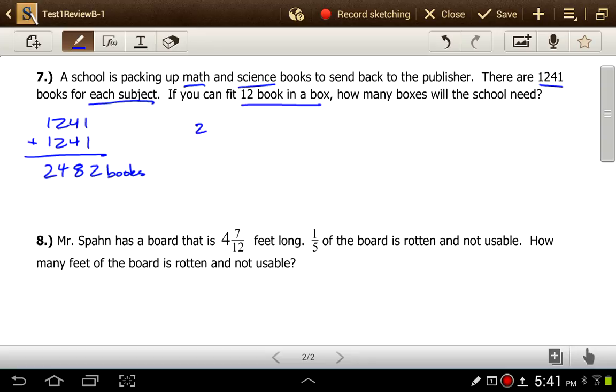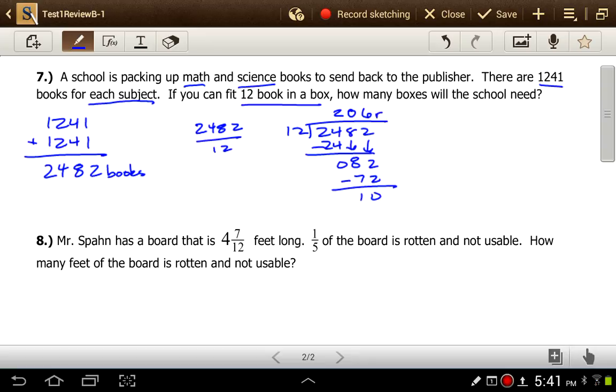So I'm going to do 2,482 divided by 12. Top and bottom out, so that's going to be like that, and 12. 12 does not go into 2, but it goes into 24 twice. That is 24. I subtract, I get a 0. I'm not done because I have more numbers. Bring down the 8. 12 does not go into 8. I have to put the 0 above the 8 in order to bring down the 2. 12 goes into 82 6 times. 6 times 12 is 72. I subtract, I get 10, with a remainder of 10.